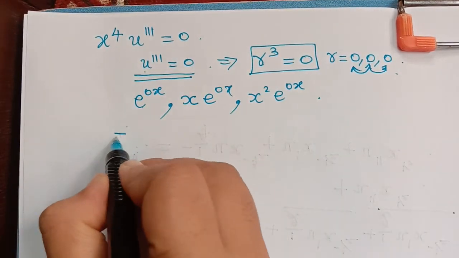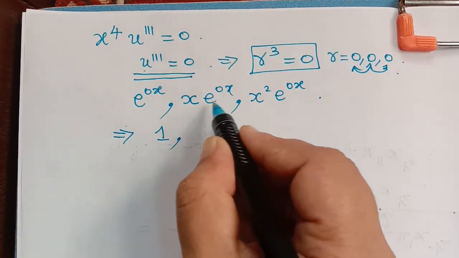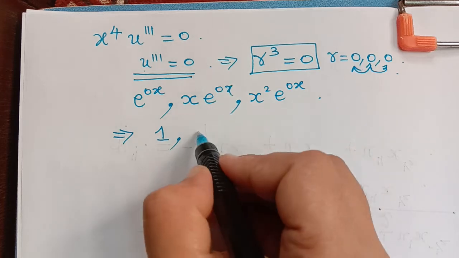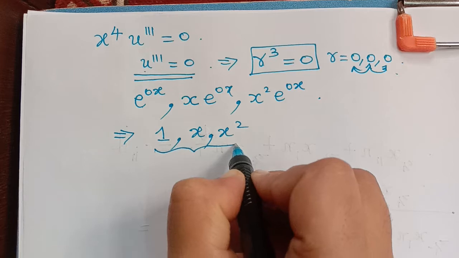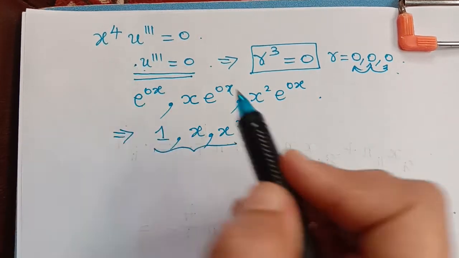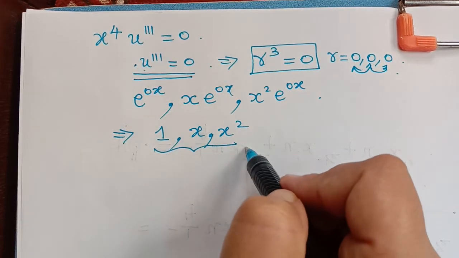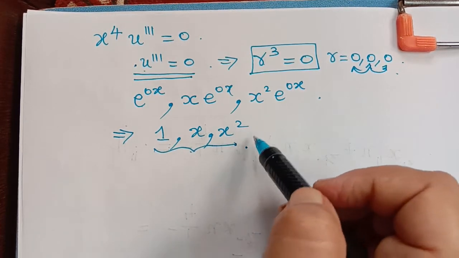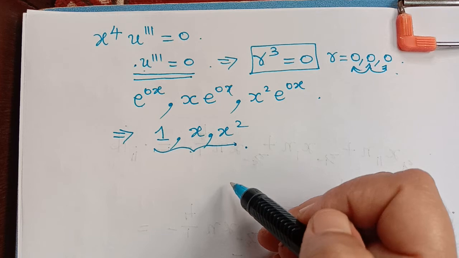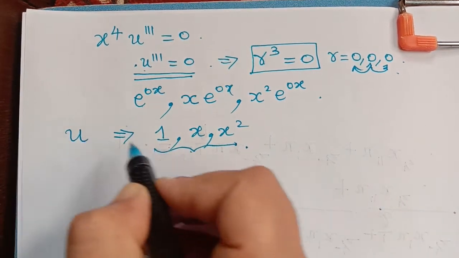And what is e power 0? It is 1. So it is 1, x and x squared. These three are the solutions of u triple dash, that is the value of u. So u takes three different values. So let us see in each case what will be the value of phi.